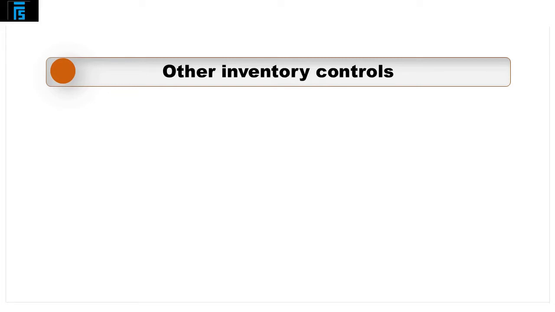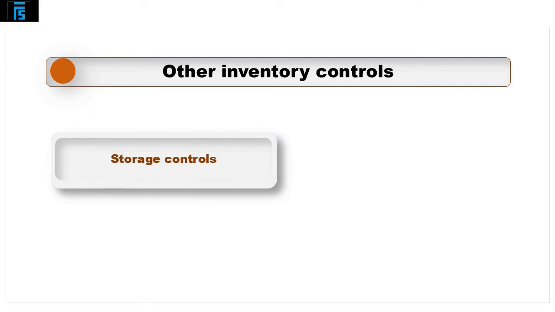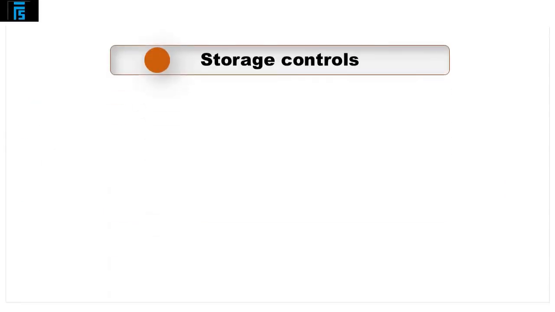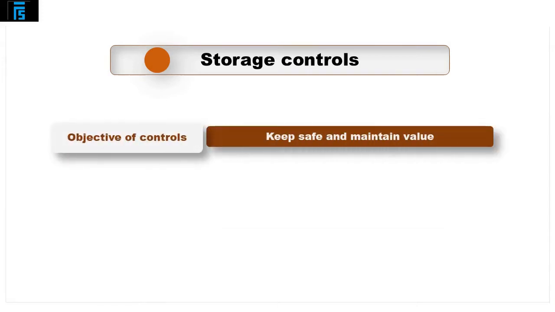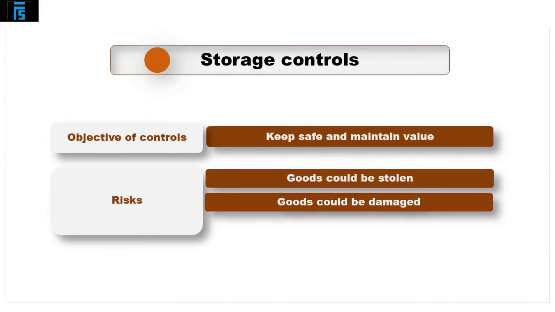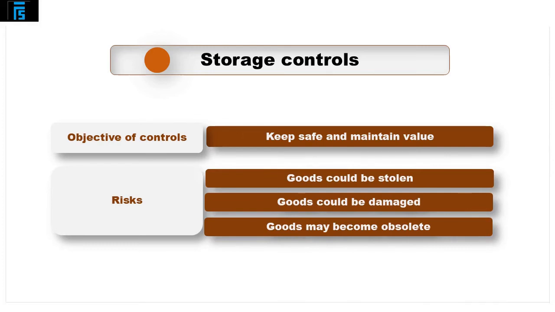Looking more specifically at other inventory controls, what we haven't yet seen are storage controls for inventory, and controls over monitoring the amount of inventory in the warehouse, or inventory counting. When the business is storing its inventory, the key objective is to keep it safe and maintain its value. The risks are goods could be stolen, goods could be damaged, and goods may become obsolete.